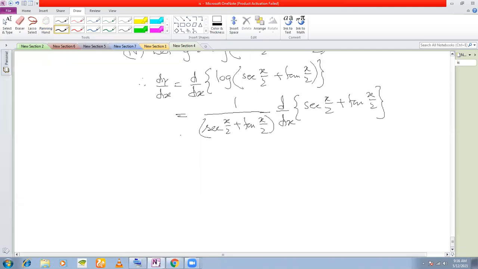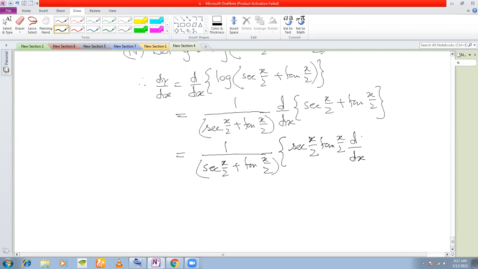So now let us move our differentiation within the log. 1 divided by sec x by 2 plus tan x by 2. So d/dx of sec x by 2 is how much? d/dx of sec x is sec x tan x. So d/dx of sec x by 2 will be sec x by 2 tan x by 2 into the d/dx of what is within sec, x by 2. Is this clear to you? Yes, sir. Now here d/dx of tan will be sec square x by 2 into the d/dx of x by 2.